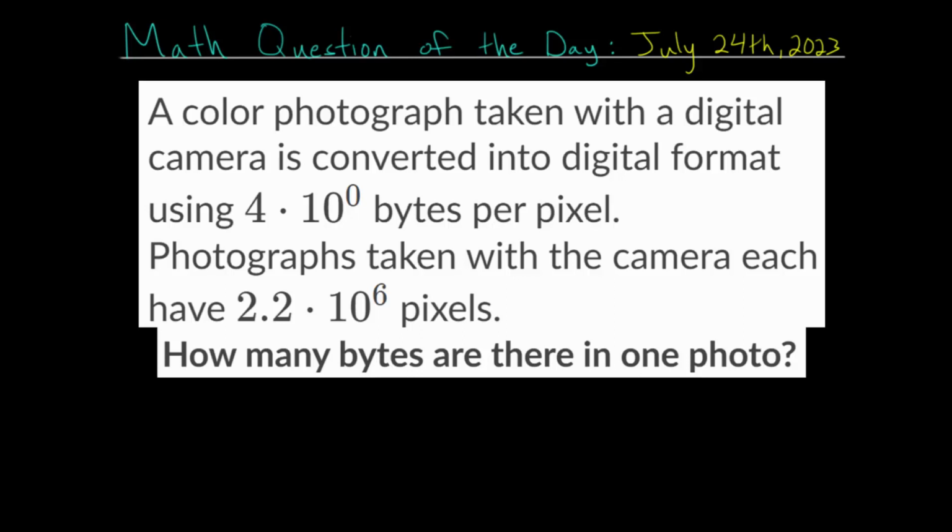In this video, I'd like to talk about the math question of the day for Monday, July 24th, 2023. And in this word problem, we have a color photograph taken with a digital camera that is converted into digital format using 4 times 10 to the 0 bytes per pixel. Photographs taken with the camera each have 2.2 times 10 to the 6th pixels. How many bytes are there in one photo?